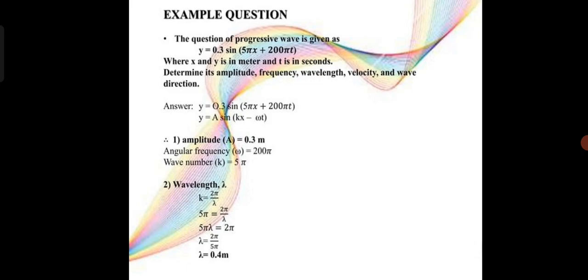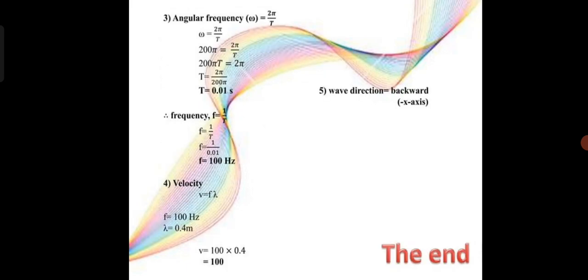Using k equals 2 pi by lambda, by solving the equation we finally get lambda equals 0.4. Using the angular frequency, omega equals 2 pi by T, where omega is given as 200 pi, on further solving we get T equals 0.01 second. The frequency equals 1 by T, the inverse of the time, so f equals 1 by 0.01, and finally f equals 100 hertz. The velocity v equals f into lambda, where f equals 100 hertz and lambda equals 0.4 meters, so v equals 40 meters per second.